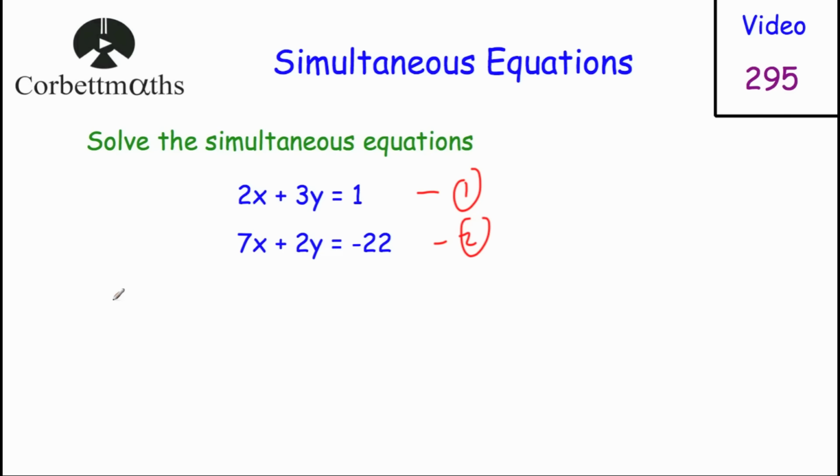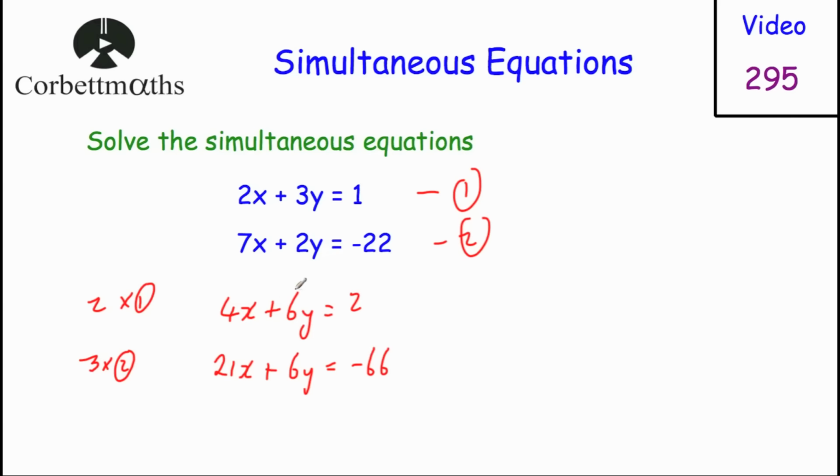So let's multiply equation 1 by 2 because we want to get 6y. So we're going to do 2 times 1. And when we do 2 times equation 1, multiplying this whole equation by 2 would be 4x plus 6y equals 2. Now we've got equation 2, but we want to get 6y, so let's now multiply this whole equation by 3. So let's do 3 times equation 2. And when we do that, we get 3 times 7x is 21x, 3 times 2y, that's going to be plus 6y, and 3 times minus 22, that's going to be minus 66.